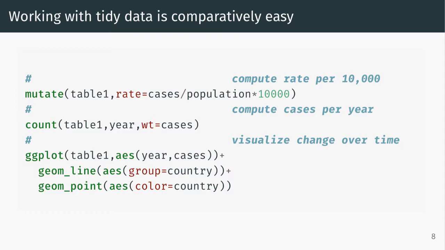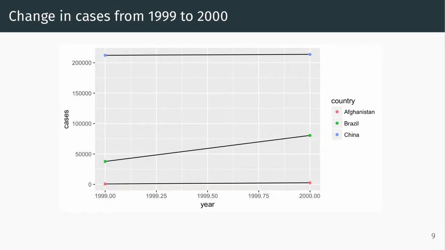So we can compute the number of cases per year using count, and then we can visualize the change over time. And we do that using ggplot2. And so we have a point for the point estimate for each country for each year, and then a line drawn between those 2. And this is the output of that ggplot command. We could pretty it up a lot, and we'll talk separately about making graphics look better for presentation later.